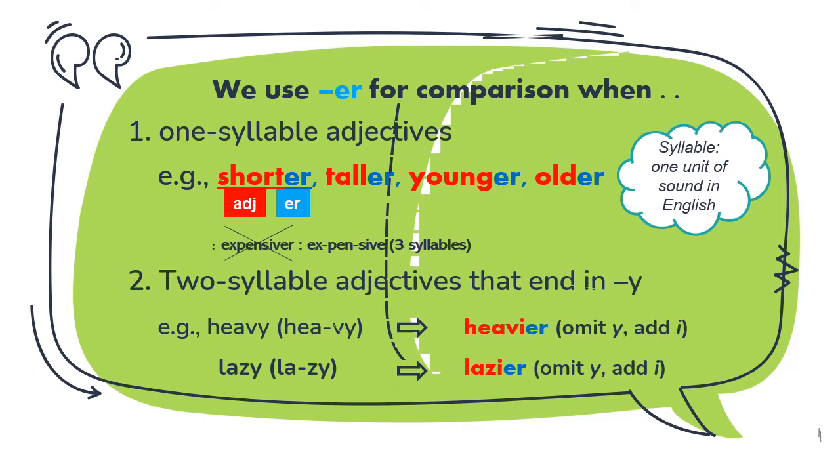The second rule of -er for comparisons is two-syllable adjectives that end in y. For example, the adjective heavy consists of two syllables, hea and vy, so it becomes heavier. You omit y and add i. The second example is lazy. You have la and zy, so it becomes lazier. You omit y and add i. It becomes lazier.